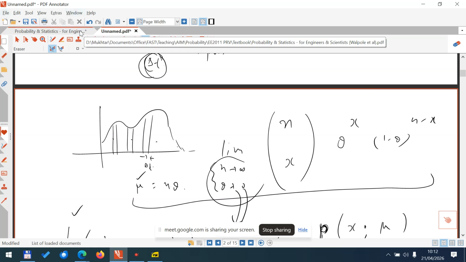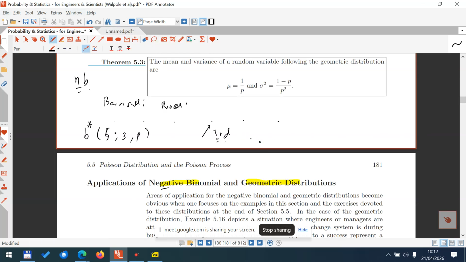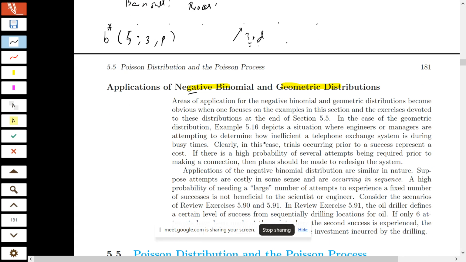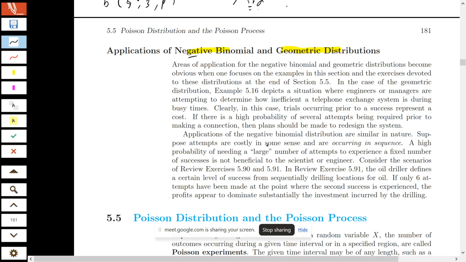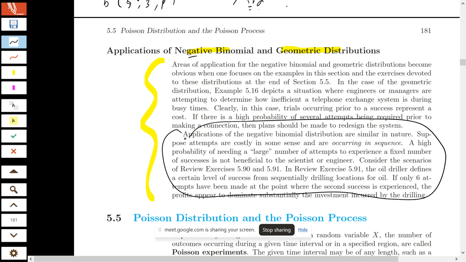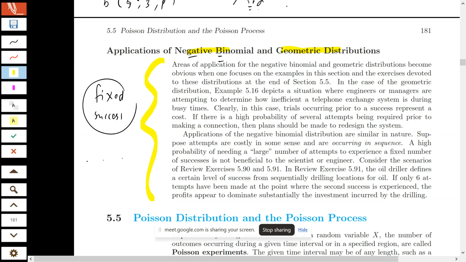Let's get back to the textbook. And I would highly recommend you read this section, because here he is just reminding you why negative binomial and geometric distributions are so useful, and in particular this paragraph, because in both negative binomial and geometric you fix the number of successes. So you are looking for a desired number of successes, and then you are asking how many trials do I need for that. Now this becomes important in some areas.